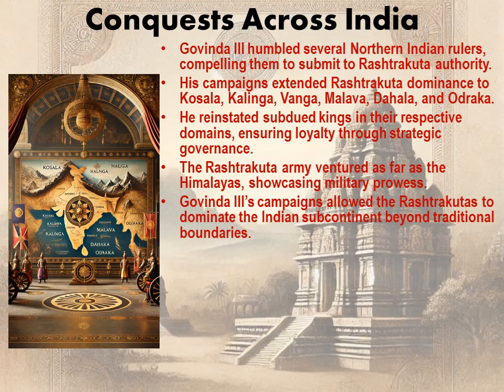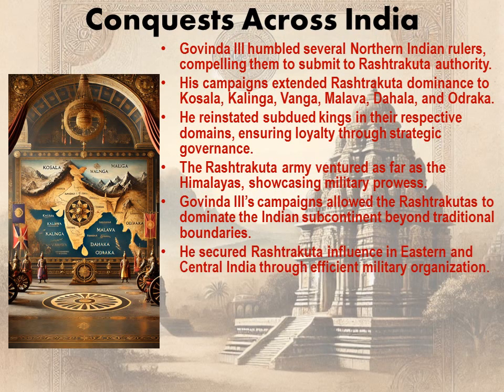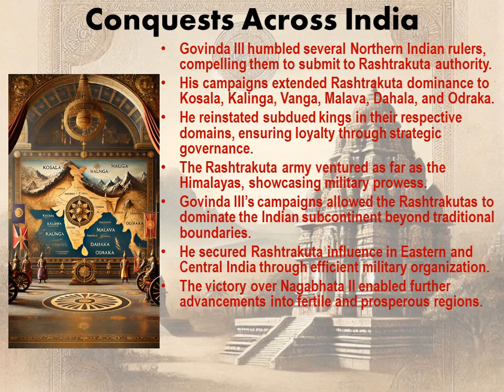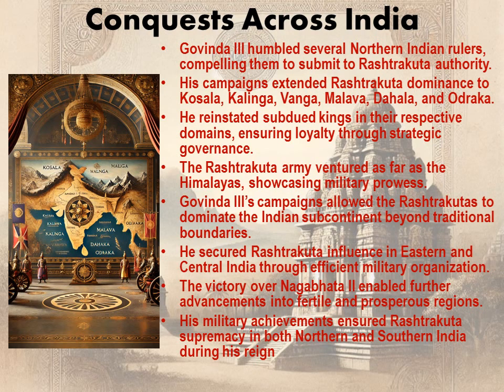Govinda III's campaigns allowed the Rashtrakutas to dominate the Indian subcontinent beyond traditional boundaries. He secured Rashtrakuta influence in eastern and central India through efficient military organization. The victory over Nagabhatta too enabled further advancements into fertile and prosperous regions. His military achievements ensured Rashtrakuta supremacy in both northern and southern India during his reign.